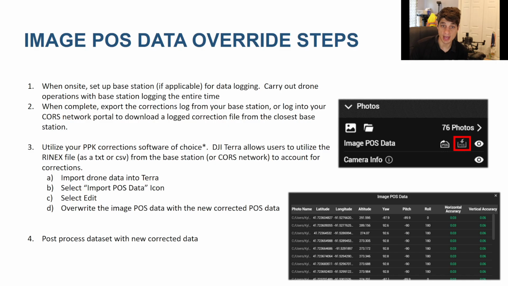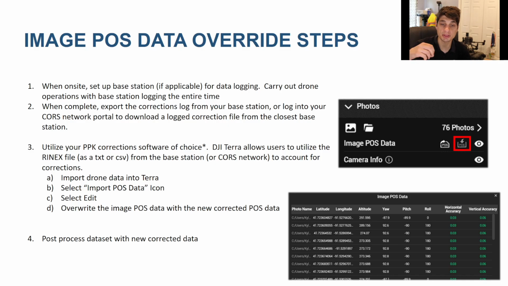So that's where you're going to utilize your PPK correction software of choice, where Terra, it's something that we are getting into as well. But from there, you're going to utilize your PPK correction software of choice to merge those corrections and override those onto the image POS data. DJI Terra allows users then to utilize the RINEX file that you're getting out of your PPK correction software of choice, usually as a text or a CSV, from the base station or the CORS network.